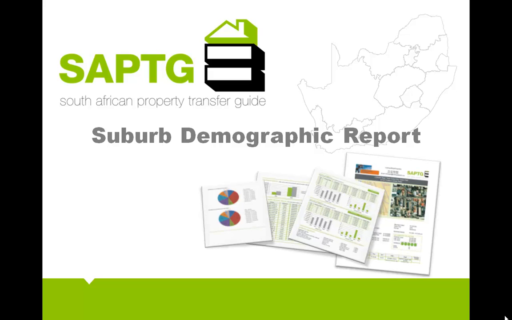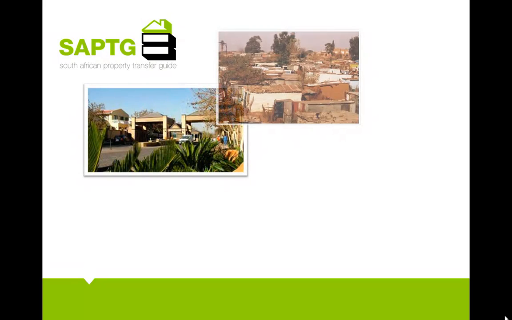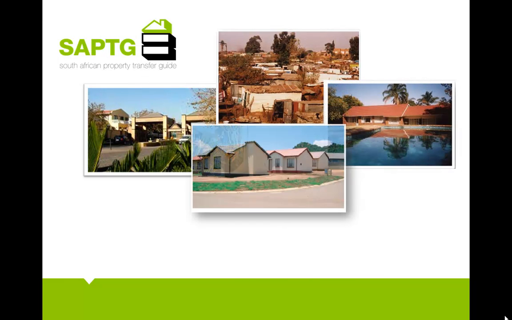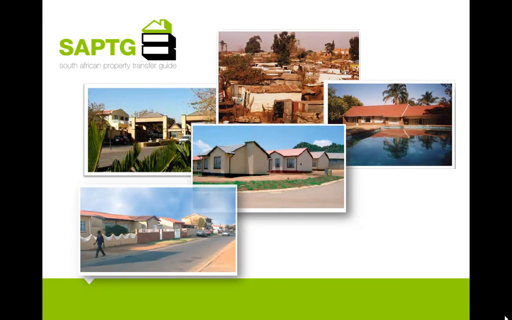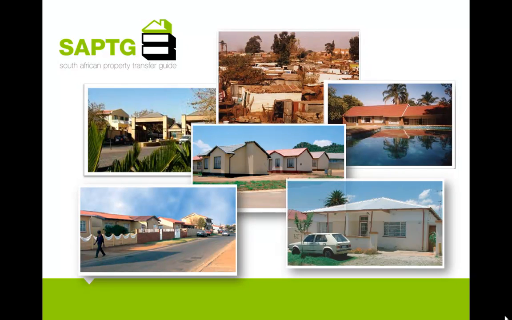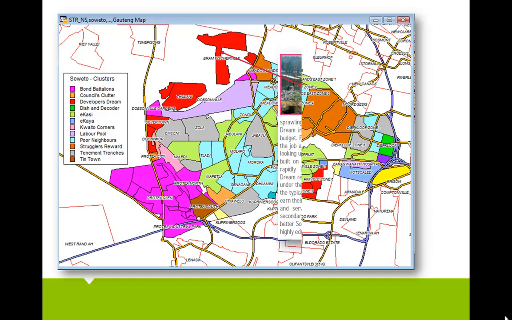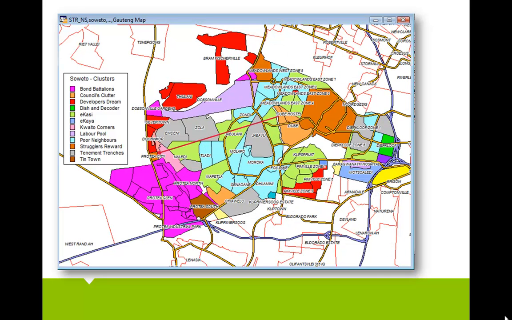Suburb demographics. Who are your neighbours? What is their socio-economic rank? What is their age? How much do they earn? And what is the crime rate like where they live? These questions and many more are answered by our spectacular and unique Suburb Demographic Report.